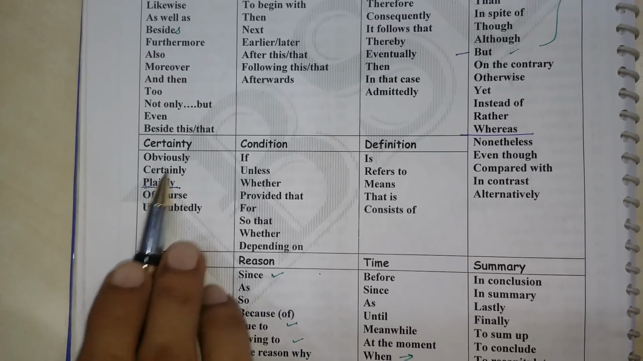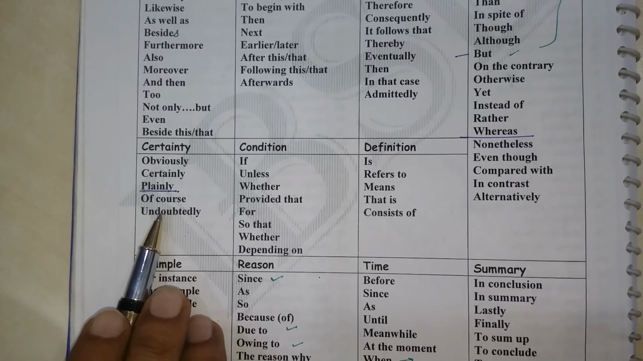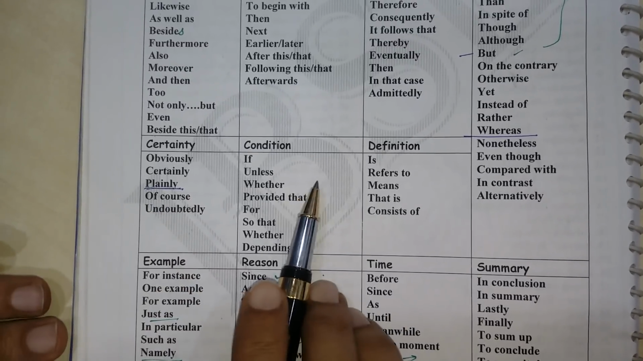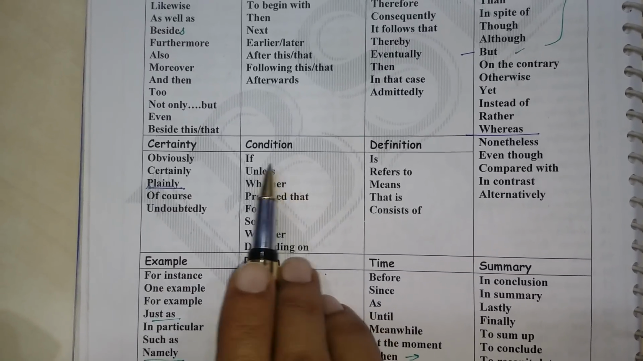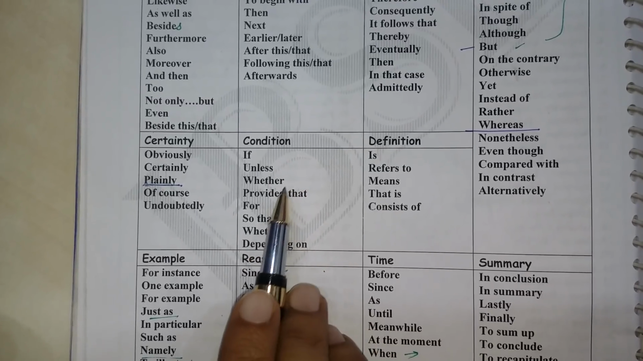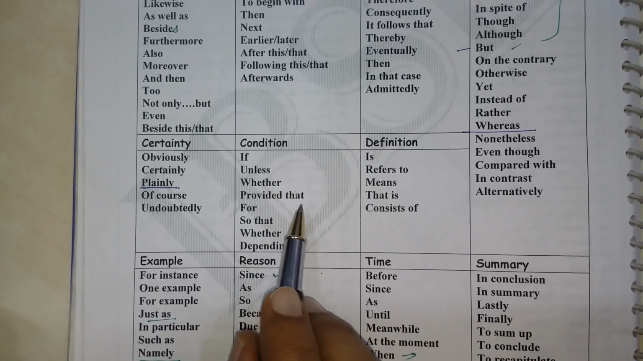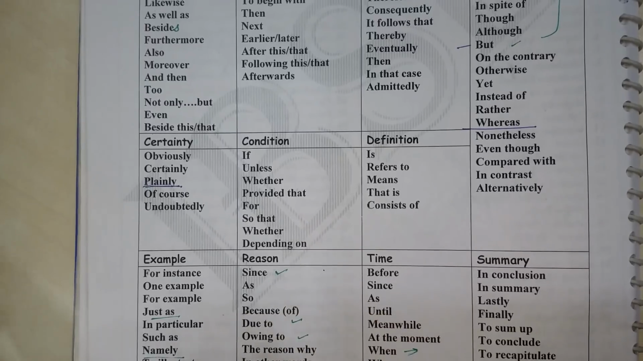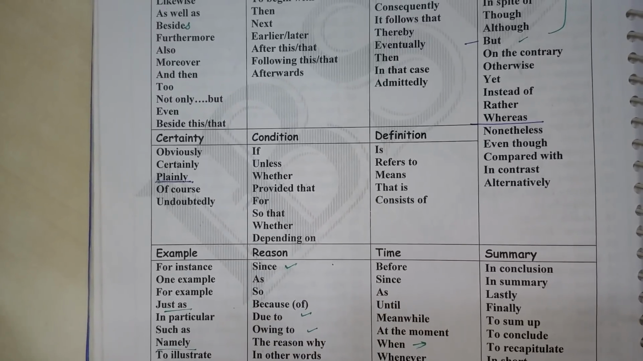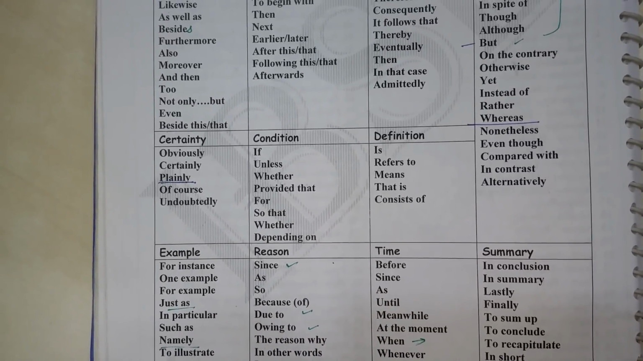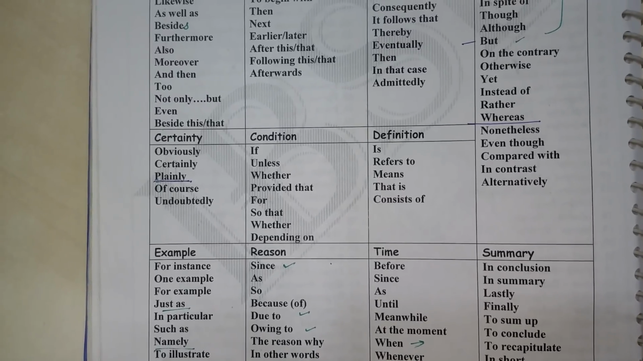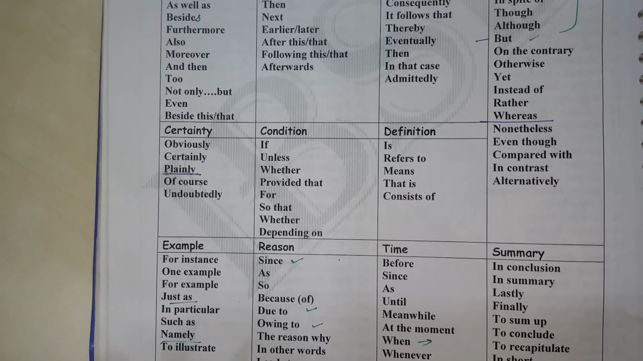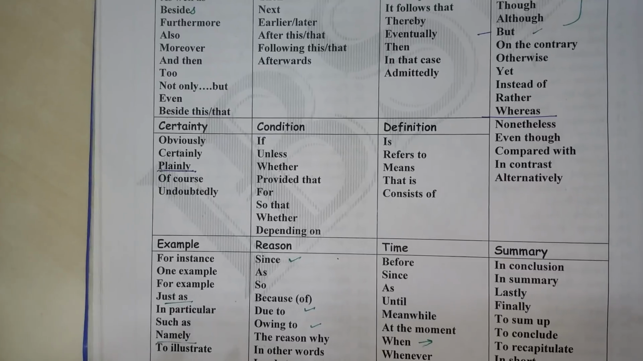And you can also see these words in the reading section. In condition we have the following linkers, just like if, unless, whether, right? And depending on. So these linkers in the condition section are also important.